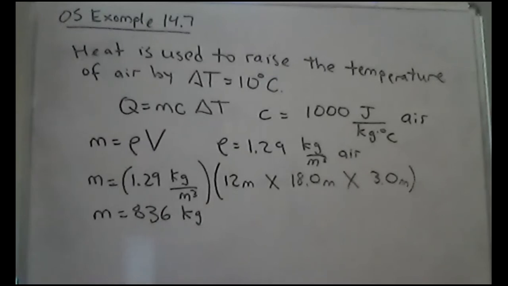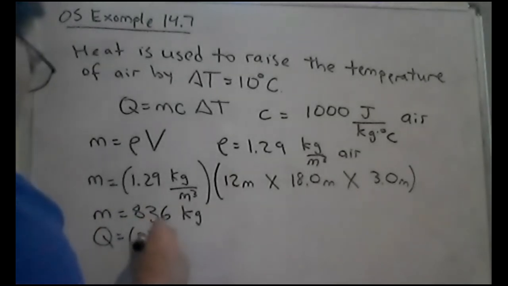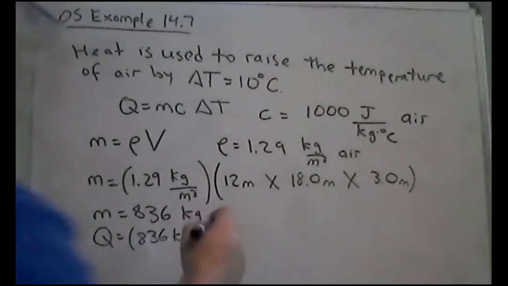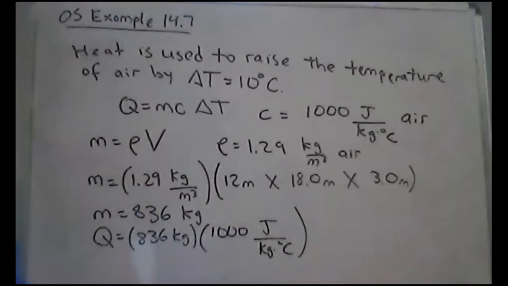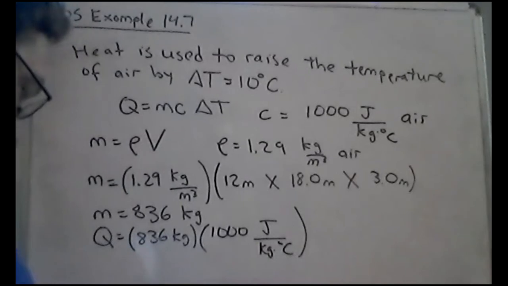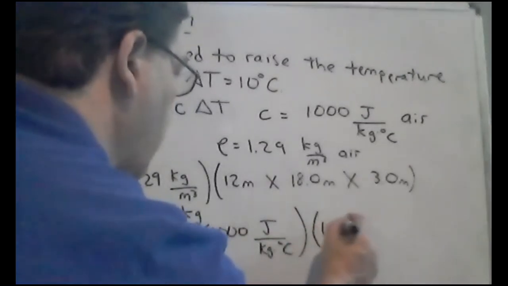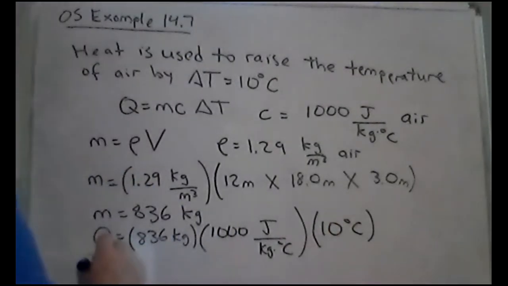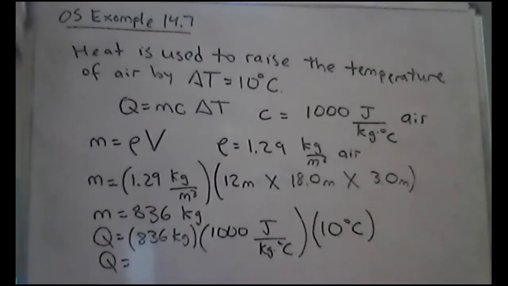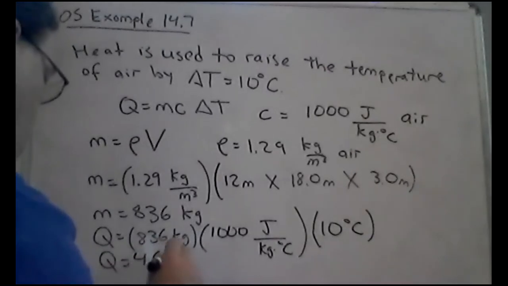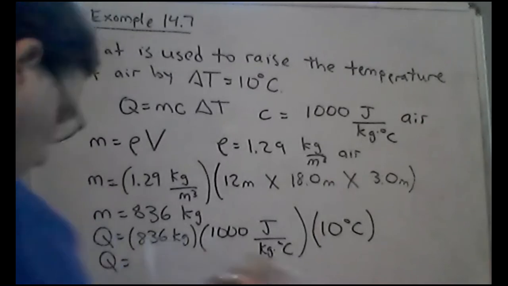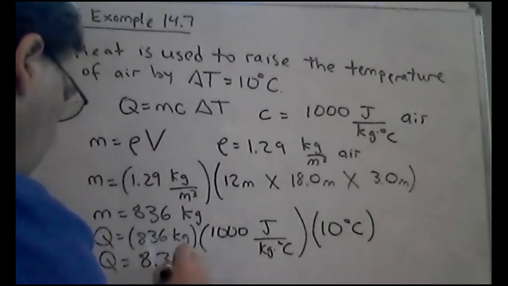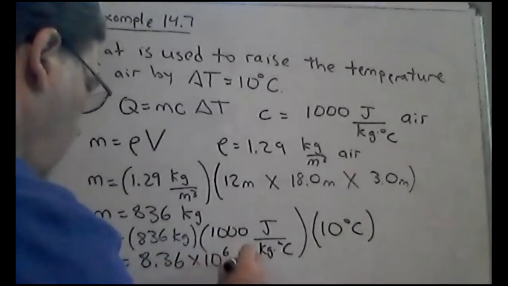Now, I know M, I know C, I know delta T. We are able to now calculate the heat transfer. Mass, 836 kilograms. The specific heat of air, 1,000 joules per kilogram degrees Celsius. And we have the temperature change. We want to raise the temperature of the air by 10 degrees Celsius. The heat needed for that to occur will be 4.64 times 10 to the 3 watts. I'm sorry, joules. Actually, incorrect. It'll be 8.36 times 10 to the 6 joules. Sorry, I looked a little too far down on my notes.